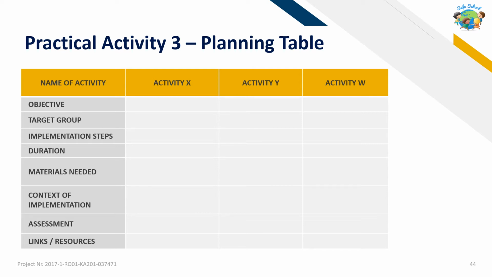This planning table includes for you to write the name of the activity, the objective, the target groups, the implementation steps, the duration, the materials needed, the context of implementation, the assessment process, and links on further resources that supported you to develop this reflection activity. Again, if you have any question or difficulties, please write us to the contacts available to you.